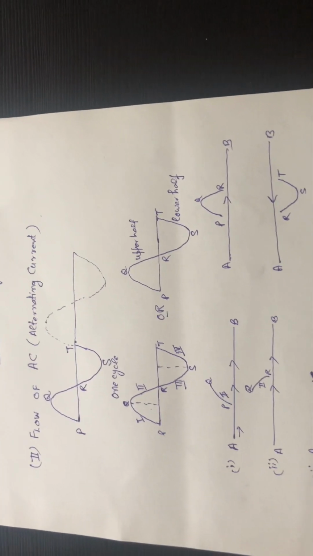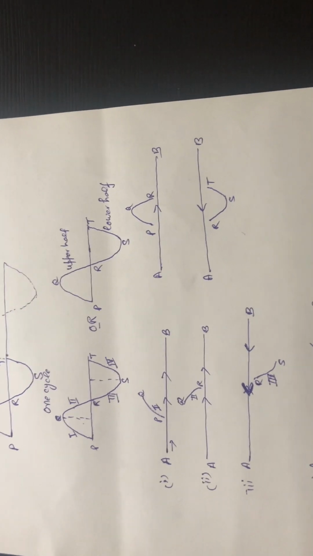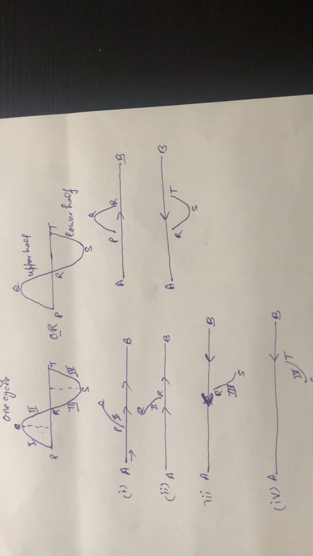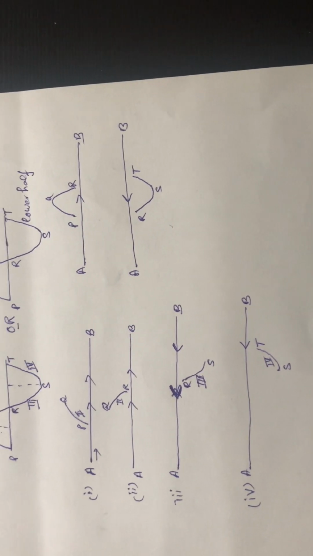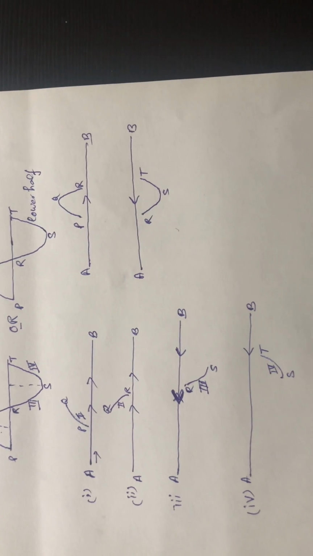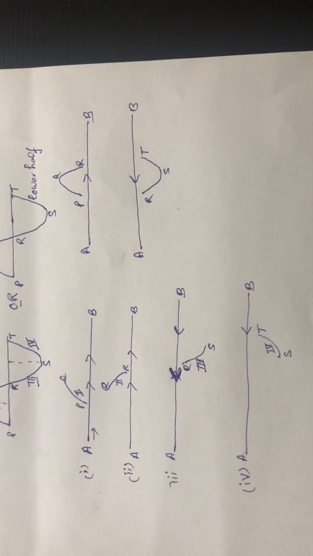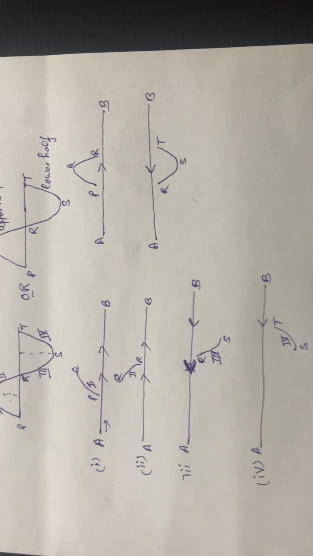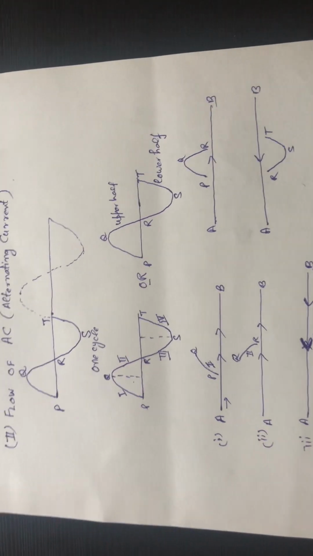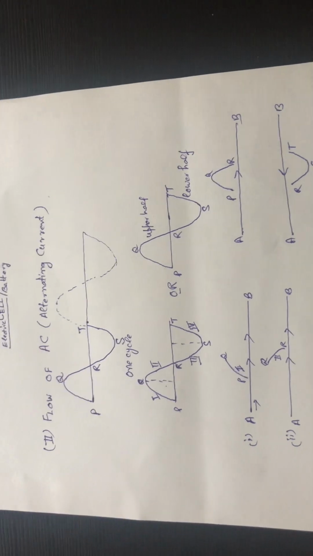So many cycles are passing through the wire, and this is written in the form of frequency. That means sometimes there are 50 cycles passing through the wire in 1 second. In many countries there are 60 cycles passing through the wire in 1 second. So this is how you can understand how the AC current flows through a wire.